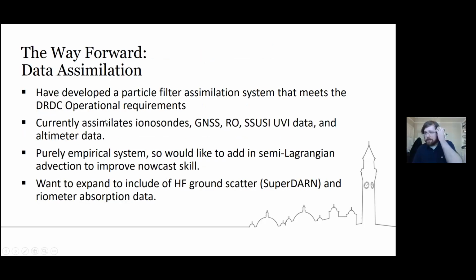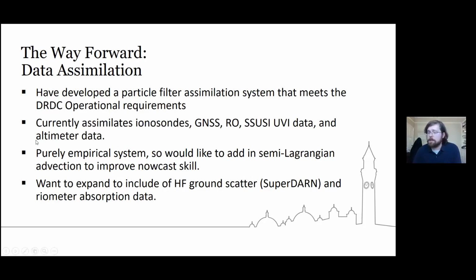Which will bring us to data assimilation, which is ultimately where we need to go in order to meet the operational requirements that I talked about before. We developed our own system that assimilates ionosondes, GNSS, radio occultation, SSUSI ultraviolet imager data, and altimeter data. And it ends up, again, meeting those requirements that I stated before for operational use.